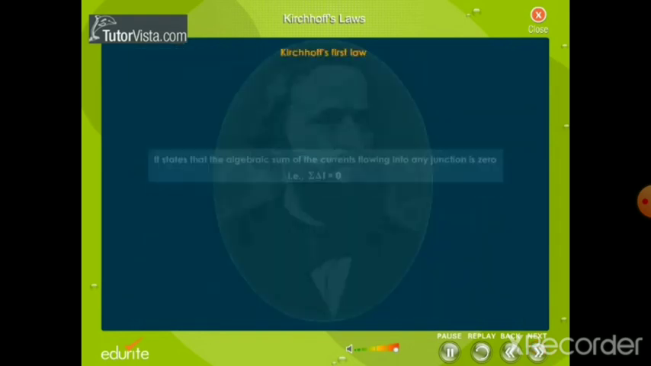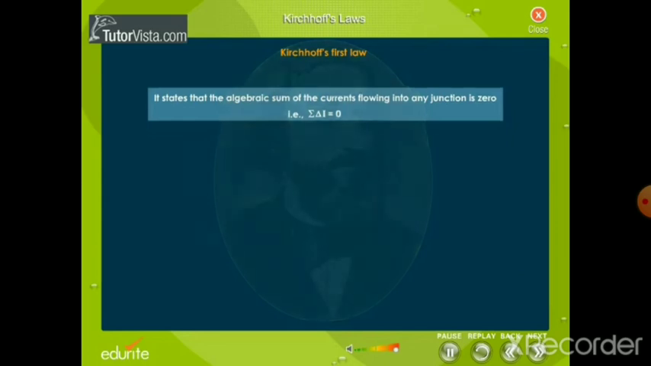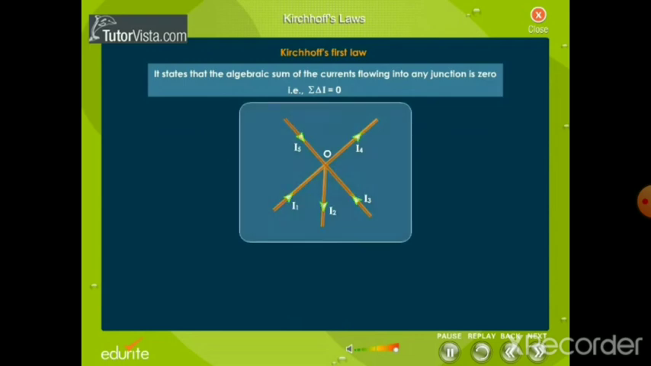Kirchhoff's first law. It states that the algebraic sum of the currents flowing into any junction is zero. That is, sigma delta I is equal to zero. Consider a circuit having 5 current elements meeting at a point O with currents I1, I2, I3, I4 and I5.